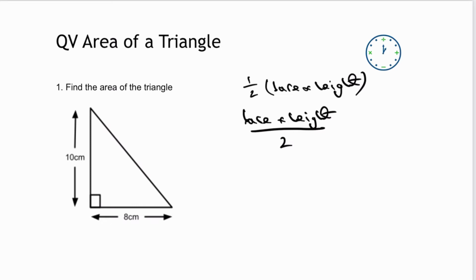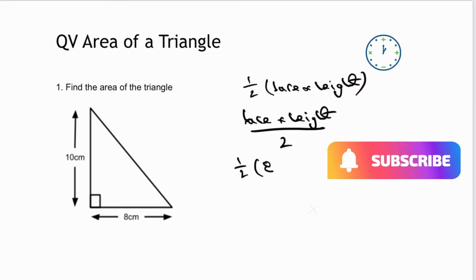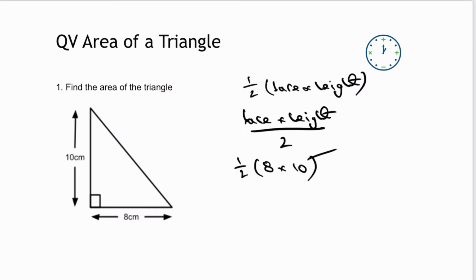I tend to prefer the first one, so I'm just going to use a half multiplied by the base, which is 8, and then the important thing here is the height is 10, but it is the perpendicular height. So with this type of formula you need to know the perpendicular height of the triangle. So 8 times 10 equals 80 multiplied by half. That's going to give you an area of 40 centimeters squared.